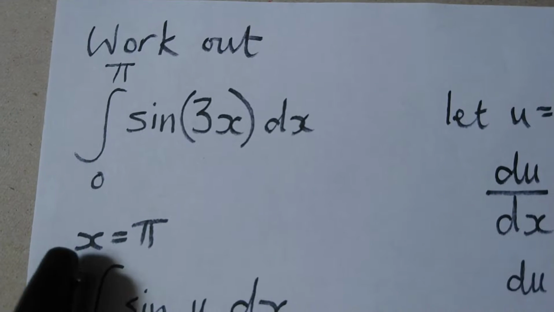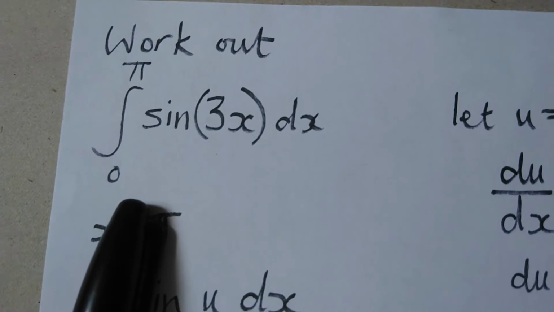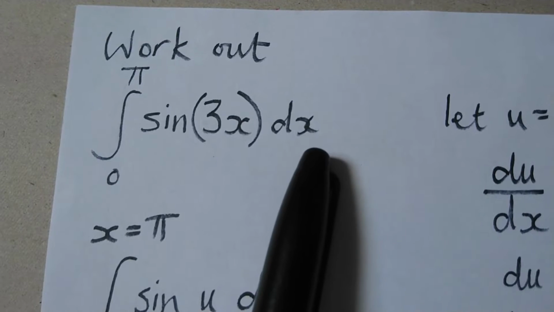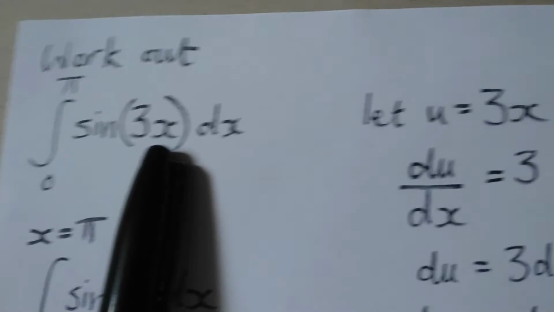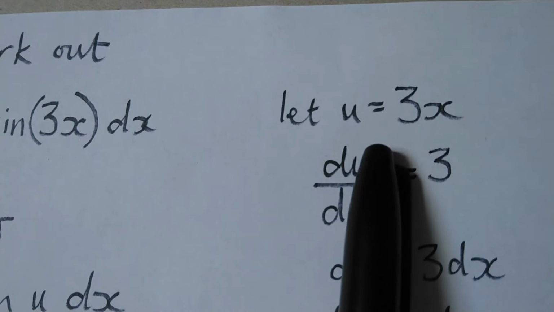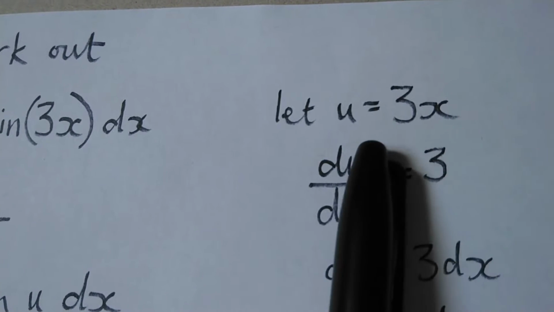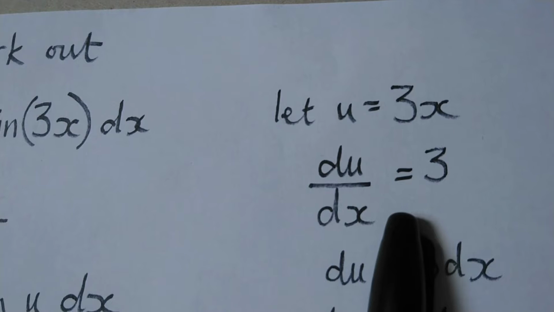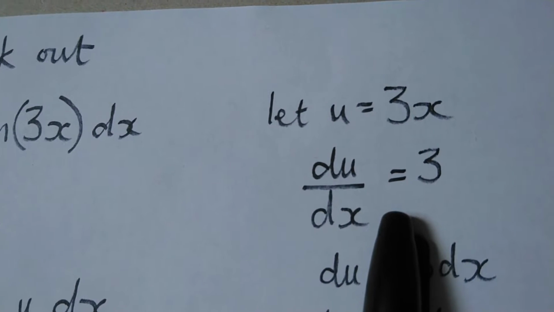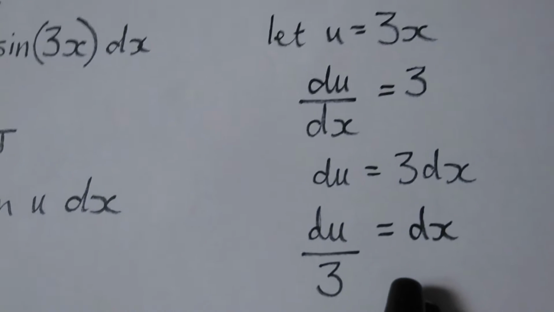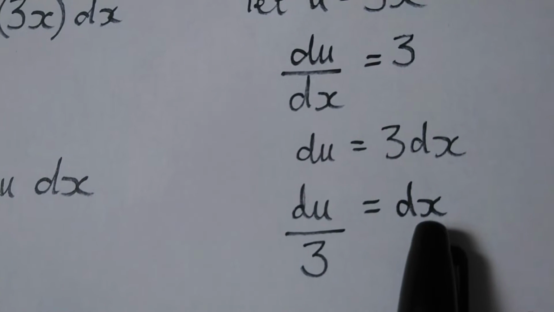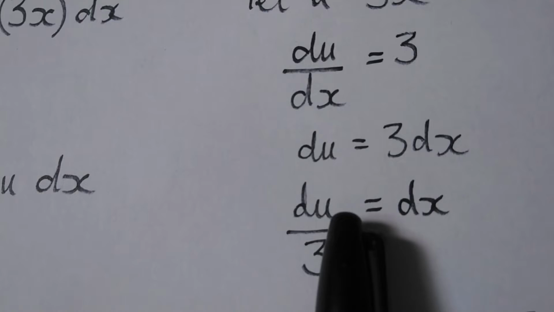Work out the integral between 0 and pi of sine of 3x dx. So we begin by making a substitution for 3x. We say let u equal 3x, and then we differentiate both sides of the equation to give us du by dx equals 3. And then we rearrange that equation over the next couple of lines and end up with dx equals du over 3.